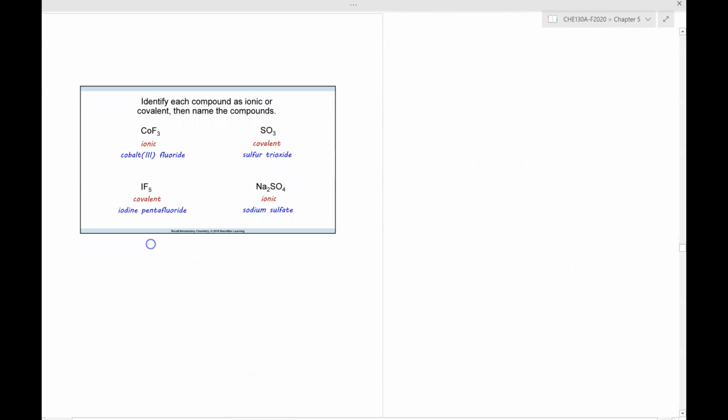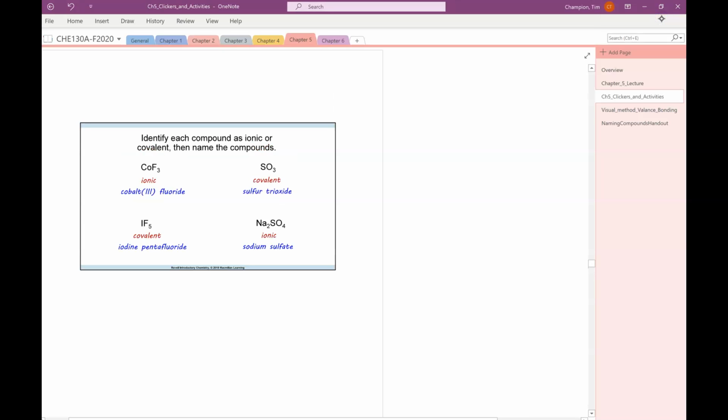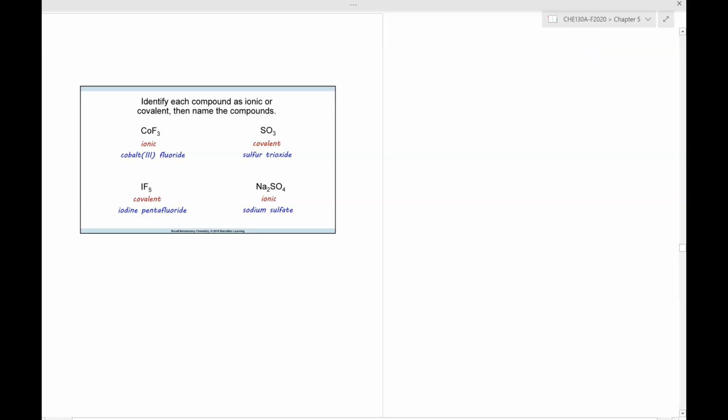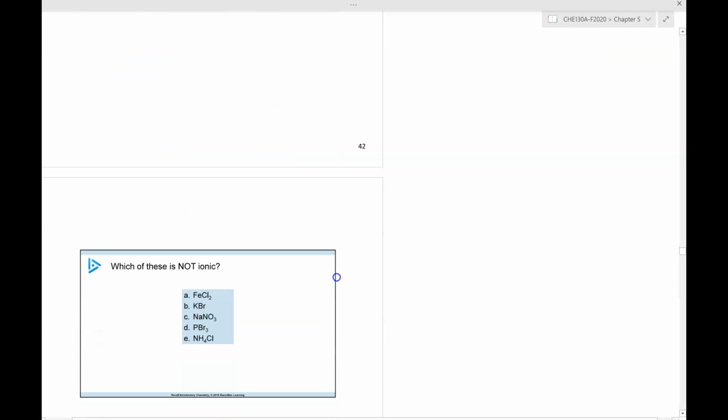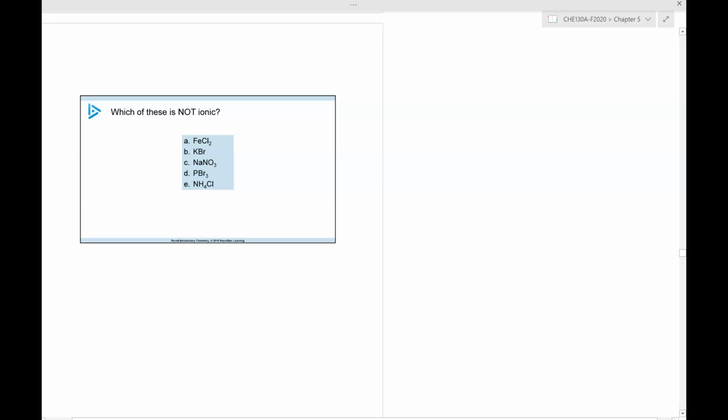So looking at these guys, you can see the results here they have for whether these are ionic or covalent, and then how they're named. So a few examples there for you to review. Again, I really strongly recommend the Naming Compounds handout, which I will post the key to in a few days. So looking at these, we have to identify one that is not ionic. What I'm looking for here is something that only has nonmetals in it. And that's going to be our PBr3, which is phosphorus tribromide would be the name of that.